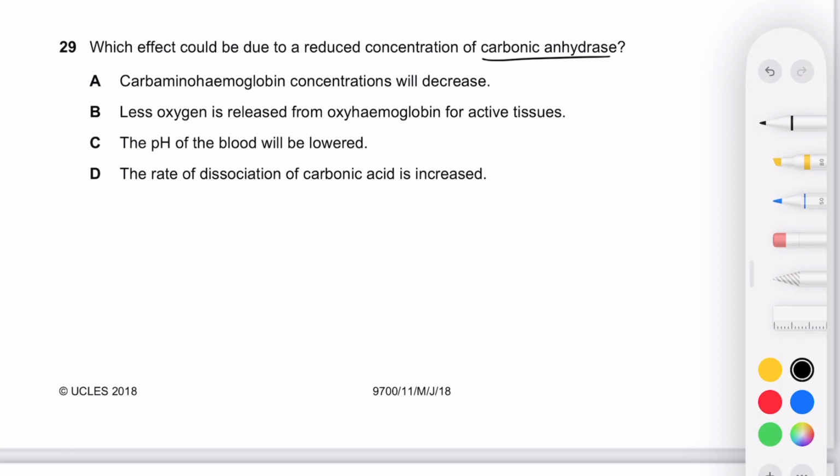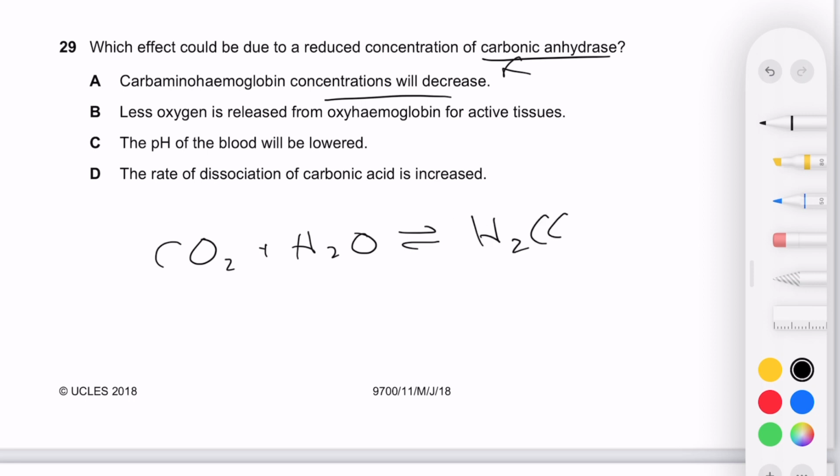Which effect could be due to the reduced concentration of carbonic anhydrase? Let's see. Carbaminohemoglobin concentrations will decrease. This has nothing to do with the function of carbonic anhydrase. Carbonic anhydrase is an enzyme with a really high turnover rate. It catalyzes the conversion of carbon dioxide and water into carbonic acid, H2CO3, which is a weak acid. Carbaminohemoglobin forms when carbon dioxide binds to the terminal amine group of hemoglobin. So if you imagine this is a hemoglobin with some type of amine group, carbon dioxide is going to come and bind. It has nothing to do with carbonic anhydrase.